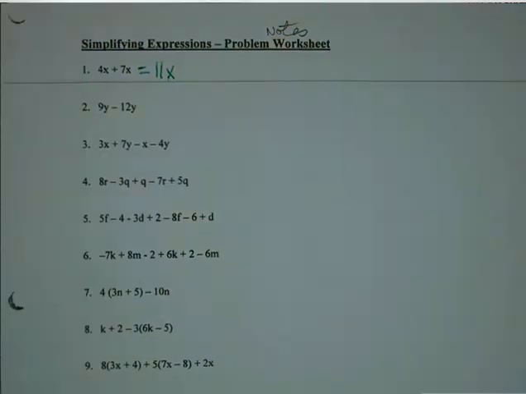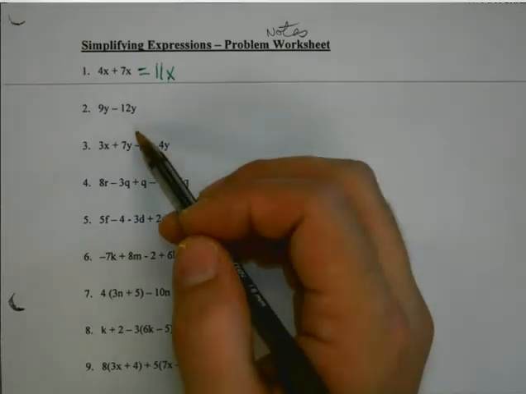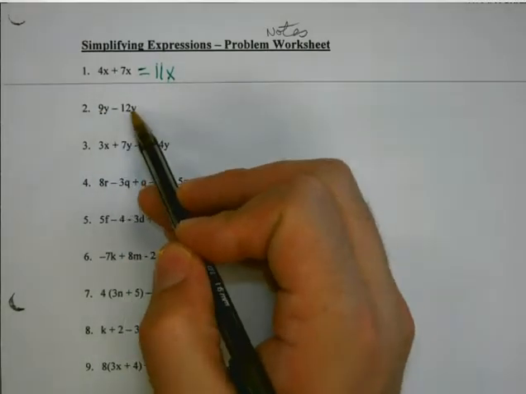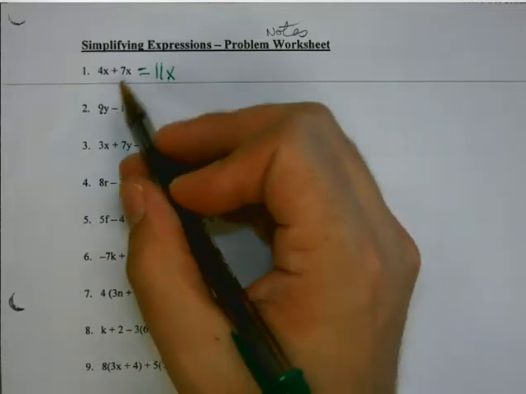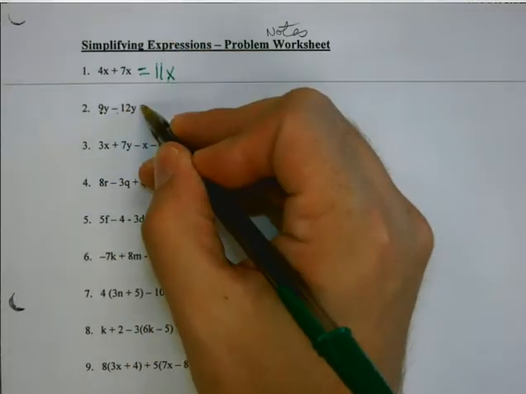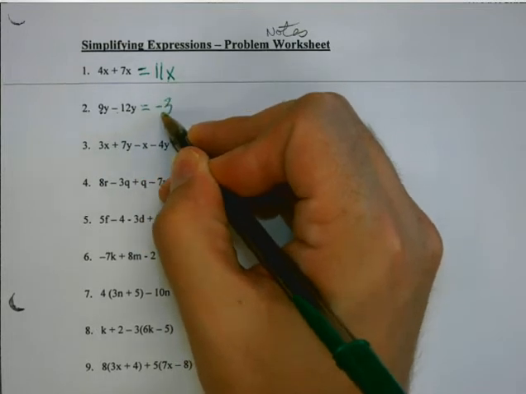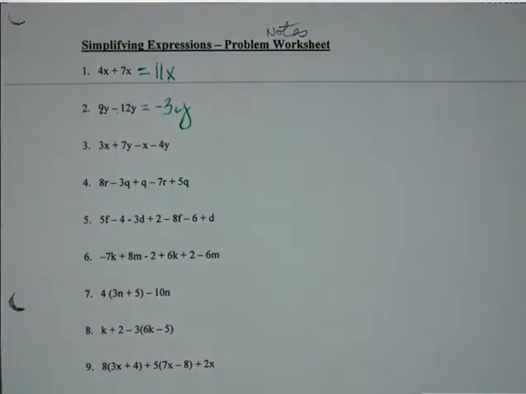Not x squared, we're not multiplying. Just leave the variable part alone, add or subtract the constant terms. Same here in our next one, except now it's 9 minus 12. Well, 9 minus 12, if I had $9 and I borrowed 12 to my friend, now I'm $3 in the hole, but I still have the y.